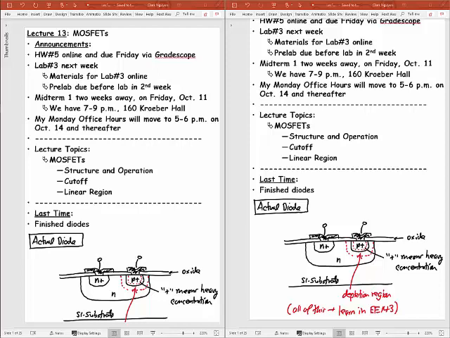I said this last time, but my Monday office hours will be from 5 to 6 p.m. on October 14th. Okay, so not next week, not the week after, but October 14th. They will move to 5 to 6, which is basically after lecture. Okay, so Monday after lecture will be office hours. Before the midterm, though, I'll have extra office hours. I'll hand out a sheet, actually, that gives you all the rules for the midterm, what cheat sheets you can bring, how many hours. We'll have extra office hours. We'll have a review session.